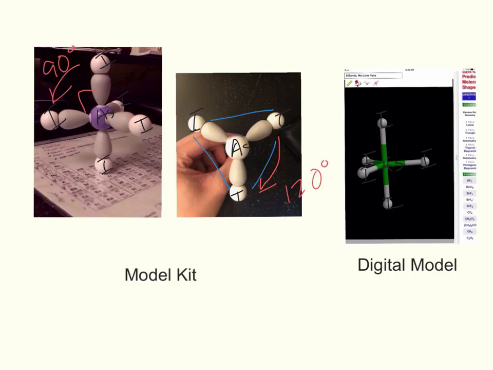And on the left is a digital model, which is pretty much the same thing. You could see the 90-degree angle right here and the equatorial angle from right there.